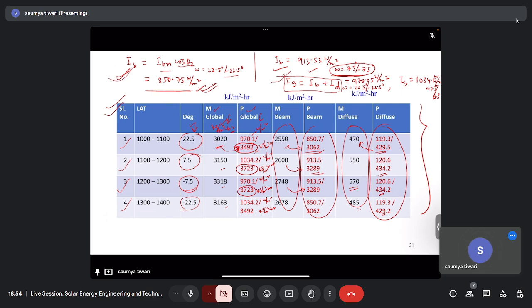That is why we need different empirical formulas for different locations, for different meteorological conditions. It's not like one formula is valid for all locations on the earth, because the atmospheric condition is different at different locations. So that's why we need different empirical formulas.